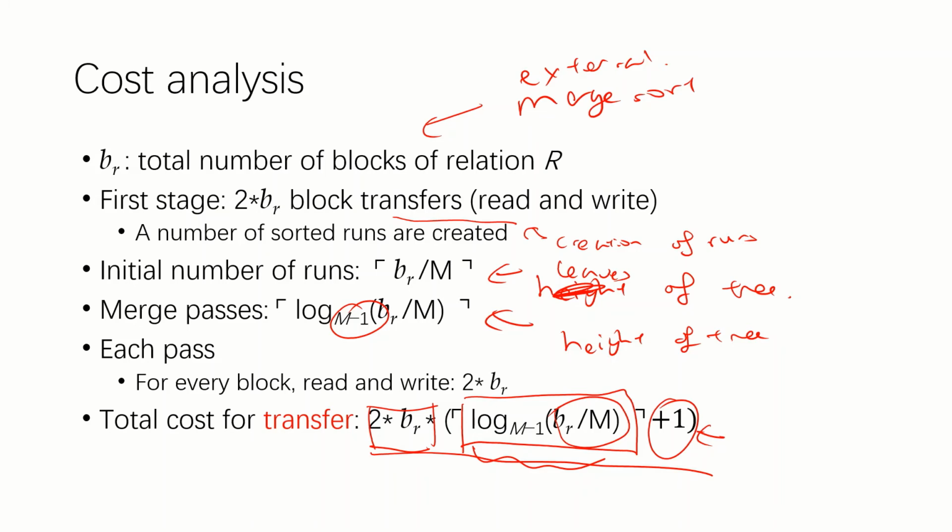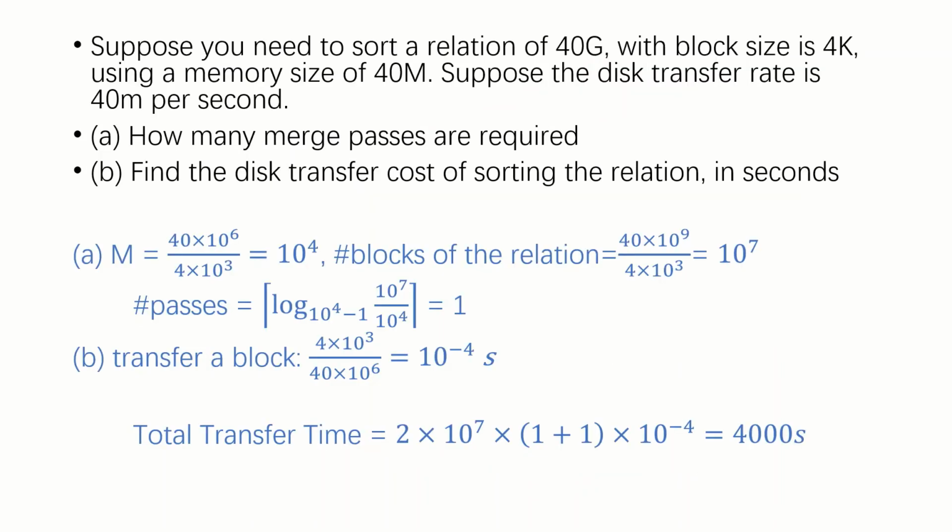Okay, let's run through one example. Suppose we need to sort a relation of 40 gig. The block size is 4K. The memory size is 40 meg. Suppose the disk transfer rate is 40 M per second. So let's do this together.